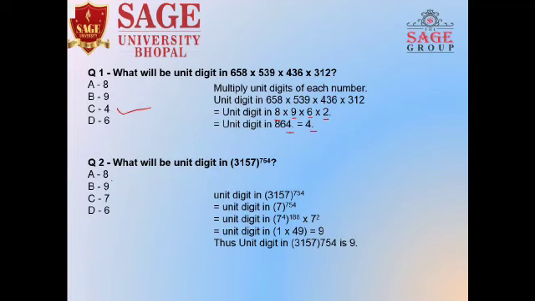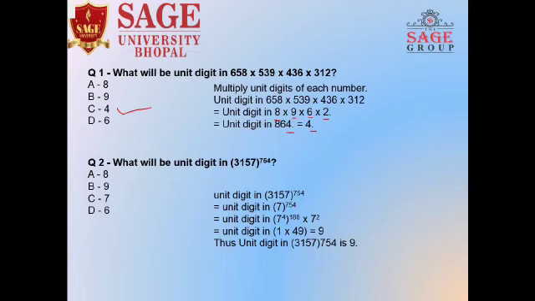Moving on to the next question. What will be the unit digit in 3157 raised to power 754? In this type of question, we again select the unit digit amongst the numerals mentioned in the question. So we select 7 from 3157 and work on 7 raised to power 754.